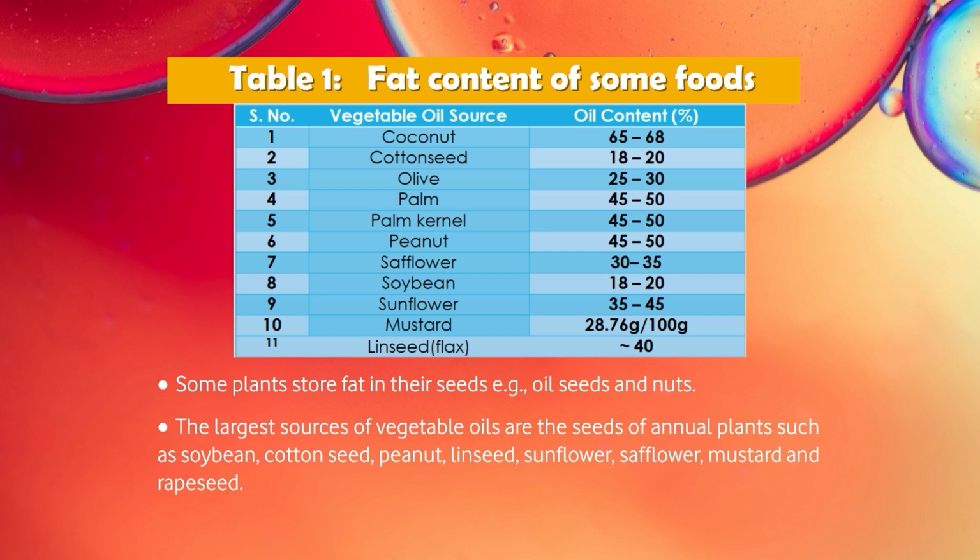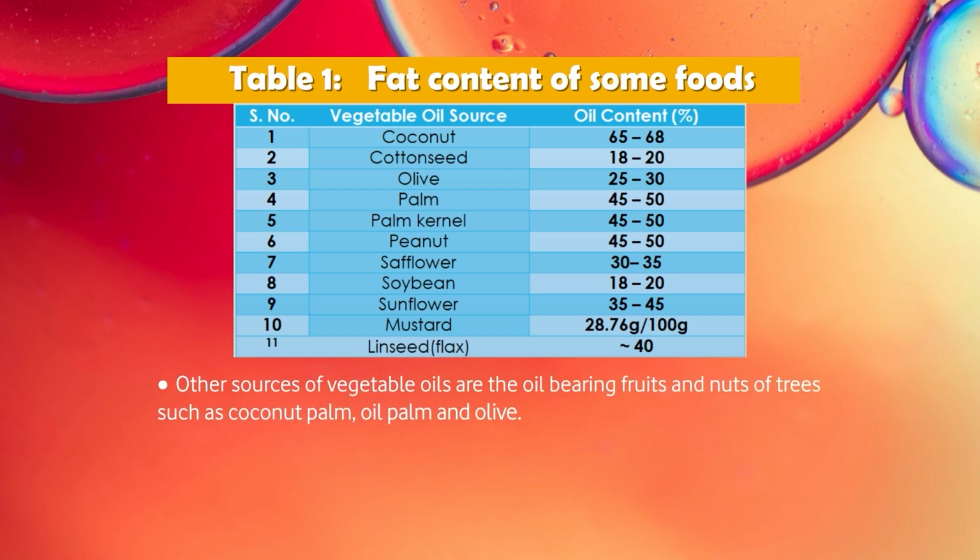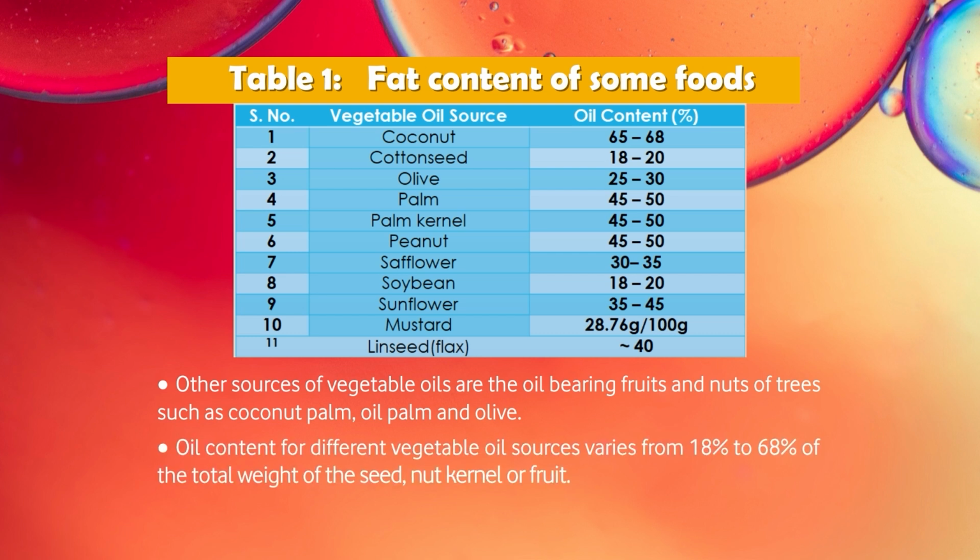The largest sources of vegetable oils are the seeds of annual plants such as soya bean, cotton seeds, peanut, linseed, sunflower, safflower, mustard and rape seeds. Other sources of vegetable oils are the oil-bearing fruits and nuts of trees such as coconut, palm, oil palm and olive. Oil content of different vegetable oil sources varies from 18 to 68% of the total weight of the seed and nut kernel or fruit.